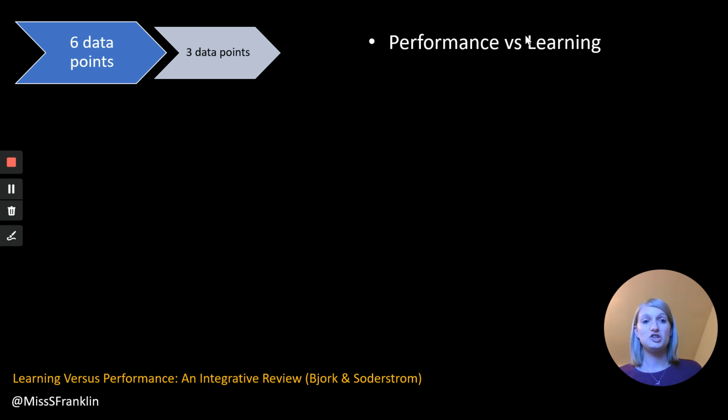Learning is specifically a change in the long-term memory. So in order for learning to have taken place, we need to be able to revisit that over a period of time and still be able to apply that knowledge, that skills. And that's when we know that learning has taken place as opposed to performance.